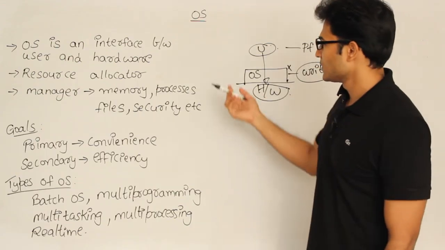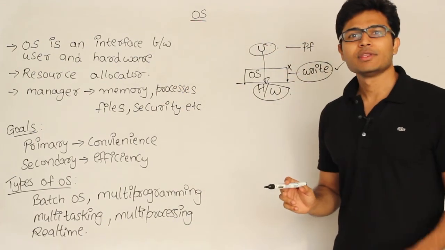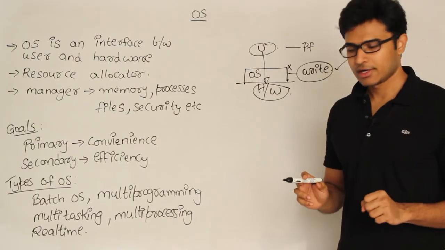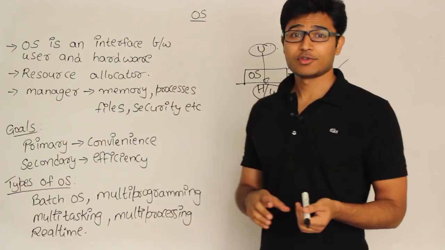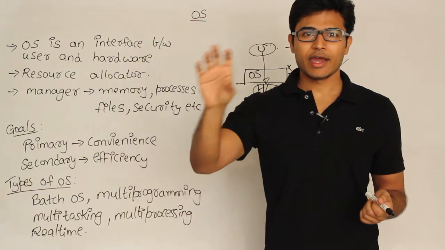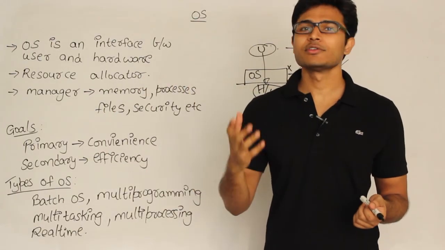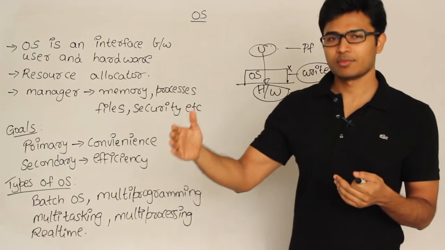And next one is resource allocator. What is resource allocation? It is when we have many people sharing the computers, or when we have many programs running simultaneously, we are supposed to allocate the CPU to one of them, memory to some of them, and printers to some of them. So that is called resource allocation. So how do I allocate one resource to one process?